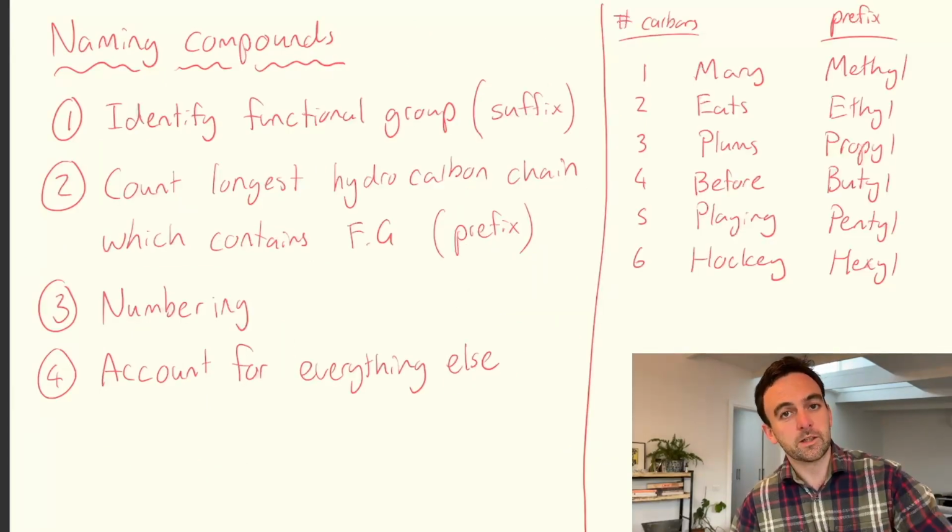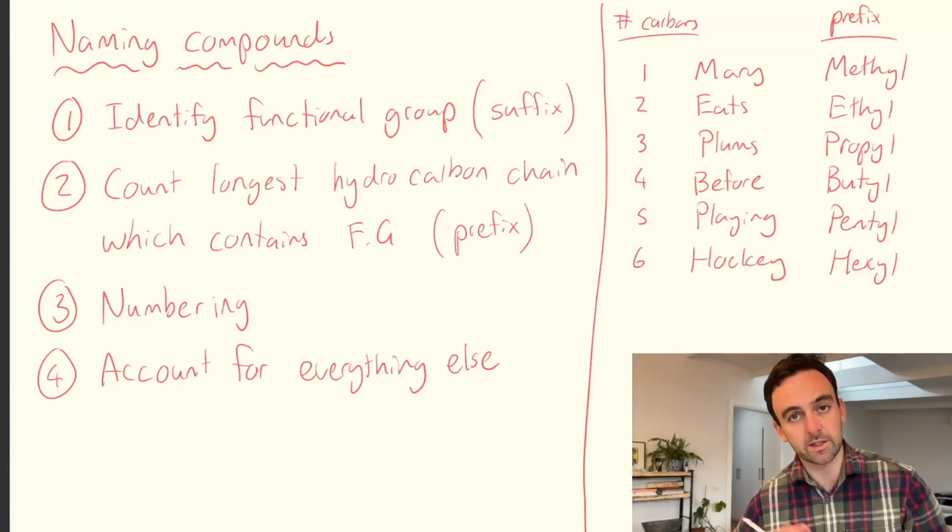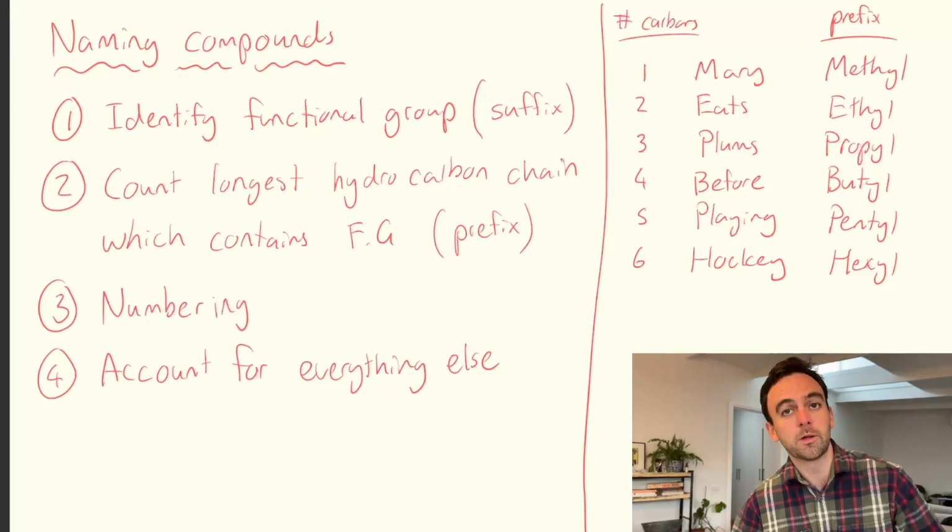Okay, so now that we know the functional groups, this is how we name our compounds. So the first thing you're going to do is identify the functional group, and that will give you the suffix. So for example, if it's an alcohol, the suffix will be ol, okay?